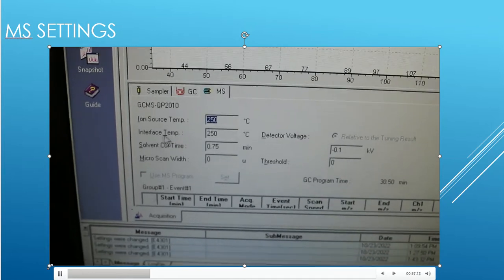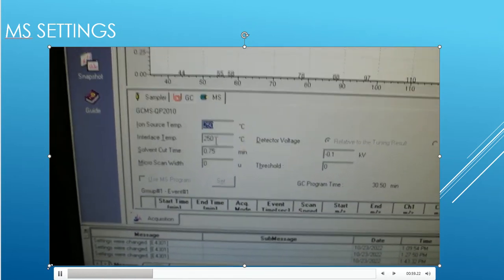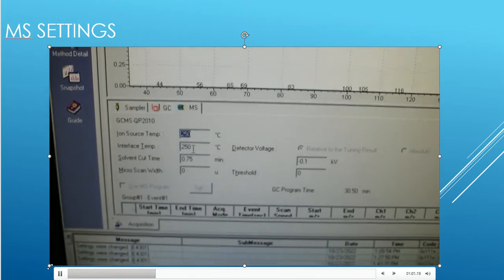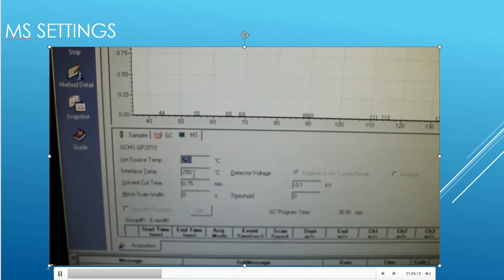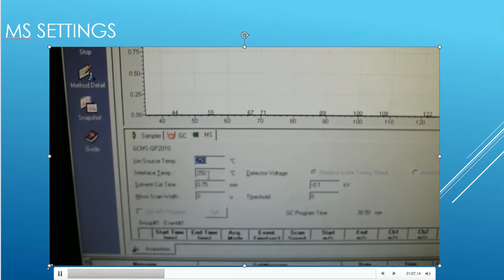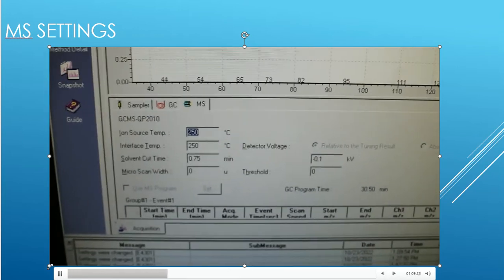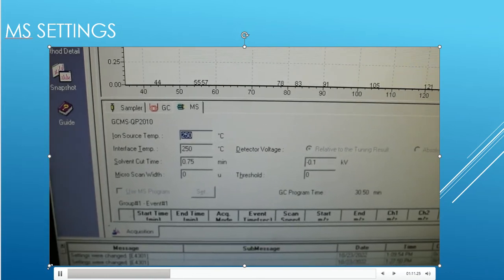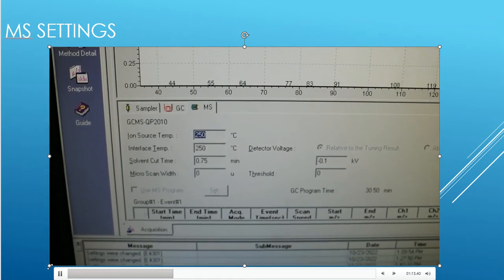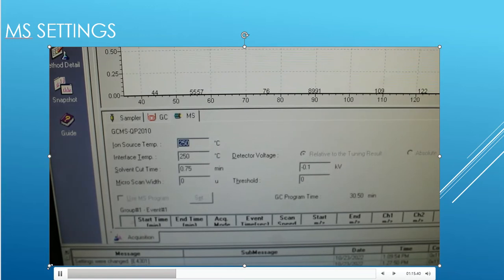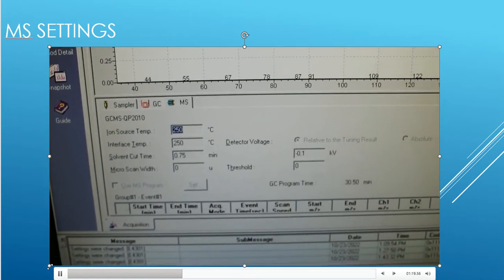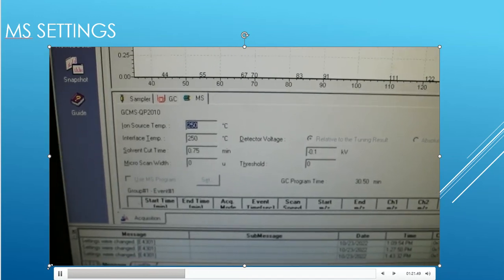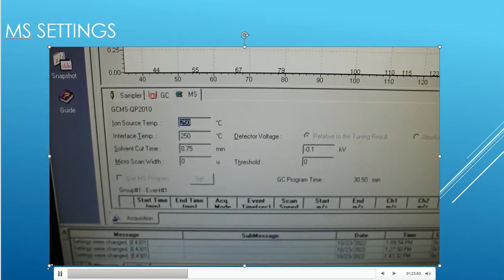The interface temperature, that is the piece that connects the gas chromatograph piece with the mass spectrometer piece. There is a tunnel that connects those 2 instruments together because they do different purposes, and we've talked about that very briefly. So that's also set at 250 just to make sure that these compounds stay as a vapor and not condense between leaving out of the GC and going into the MS for me.